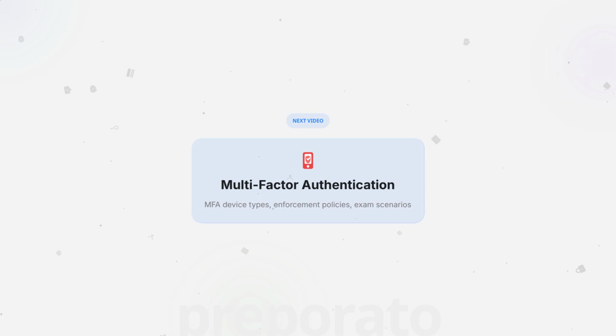In the next video, we'll cover multi-factor authentication in detail, the different MFA device types, how to enforce MFA with policies, and the exam scenarios you need to know.